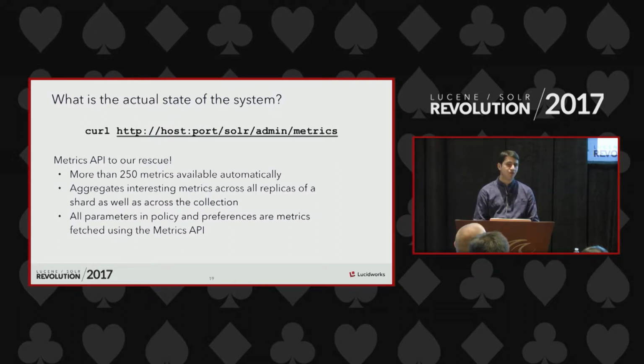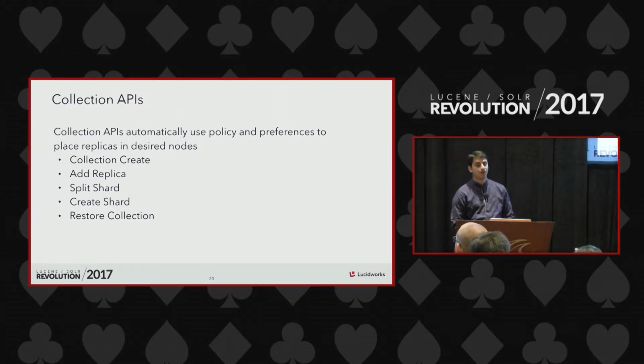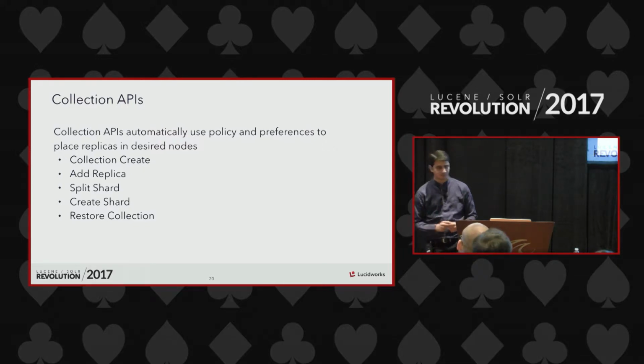So in 7.0, the support for that is fairly limited. We have support in the collection APIs only, which means that whenever you do a create collection or add replica or split shard or restore collection, we automatically use the preferences and policy to place the replicas in the right places. So if you notice, the auto part of autoscaling is kind of missing here because you're only doing this on API invocations.